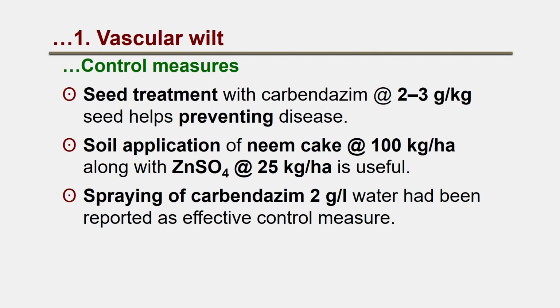Seed treatment with carbendazim at the rate of 2 to 3 gram per kg seed helps prevent the disease. Soil application of neem cake at the rate of 100 kg per hectare along with zinc sulphate 25 kg per hectare is useful. So, these treatments can reduce the incidence of this disease. Spraying of carbendazim 2 gram per liter water has been reported as an effective control measure.